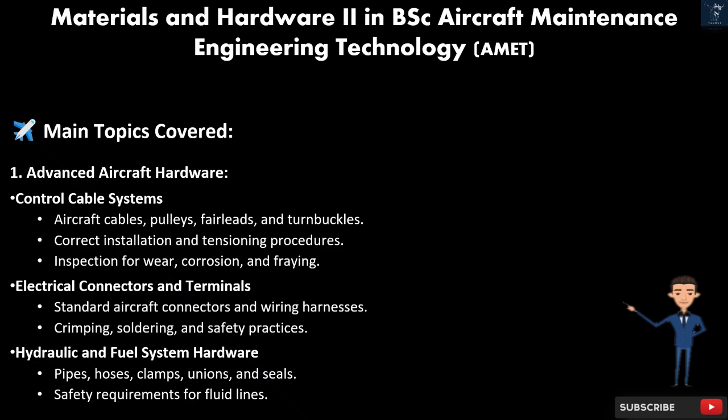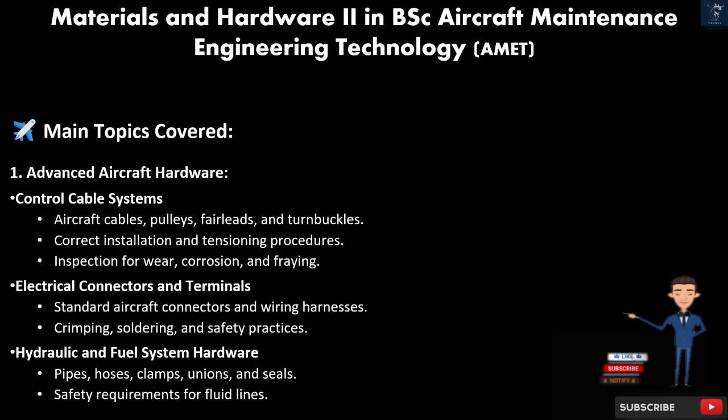Main topics covered. 1. Advanced aircraft hardware. Control cable systems. Aircraft cables, pulleys, fairleads, and turnbuckles. Correct installation and tensioning procedures. Inspection for wear, corrosion, and fraying.